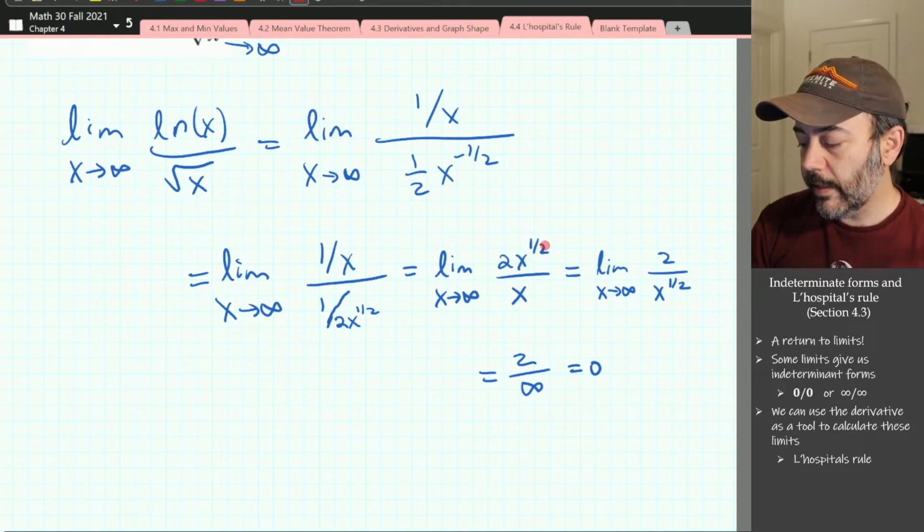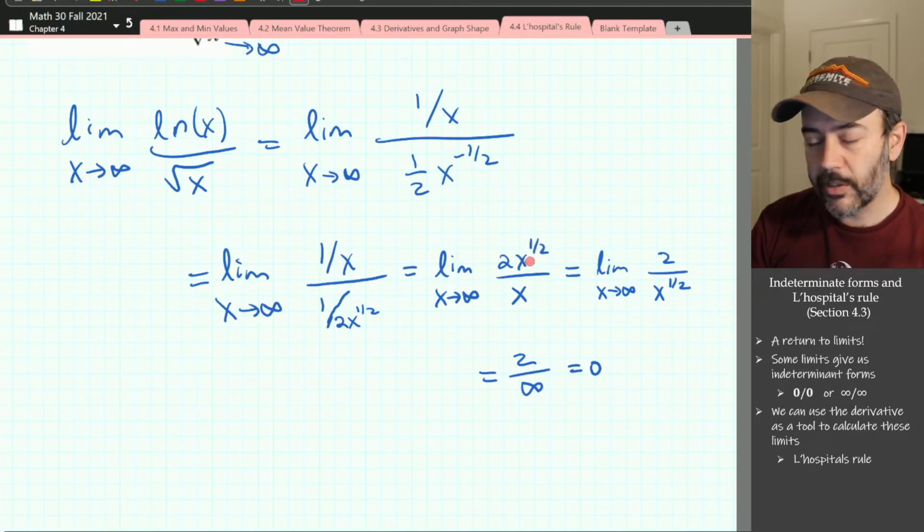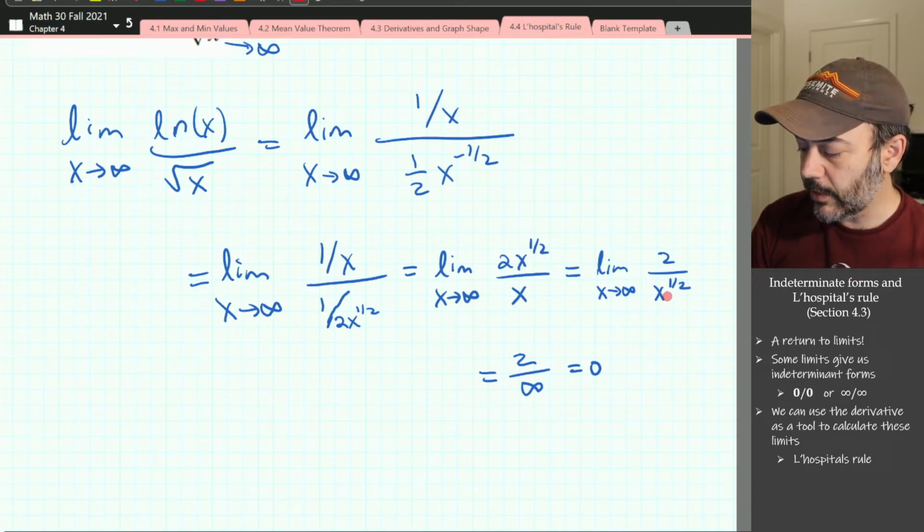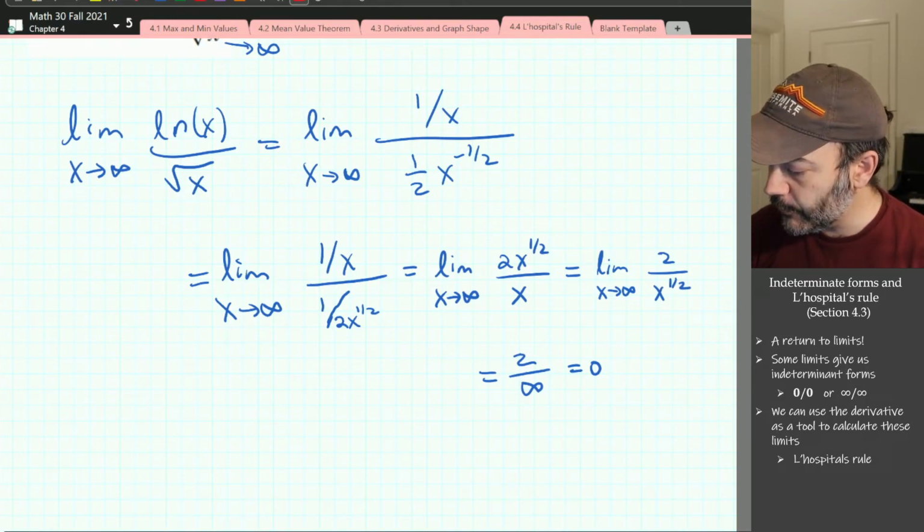X to the 1/2, and this is x to the 1 power. You can subtract the exponents and bring it down. I just did 2 steps in one, but it'll reduce to this. And then the denominator goes to infinity, and the numerator stays constant, so this whole fraction goes to 0.